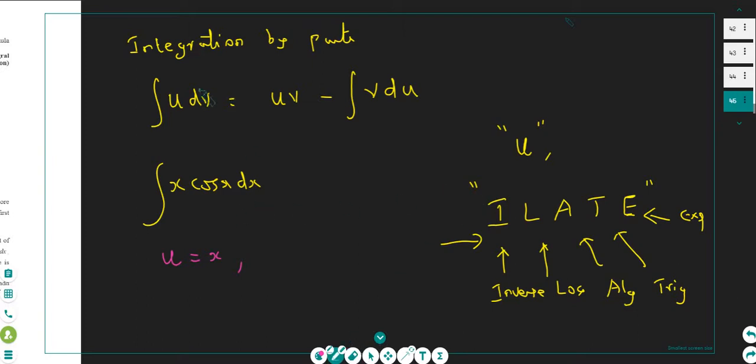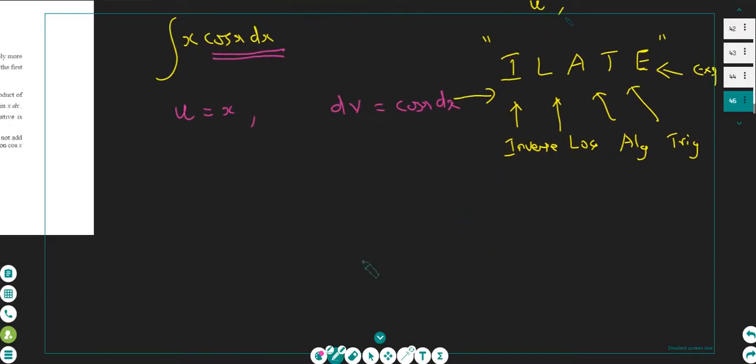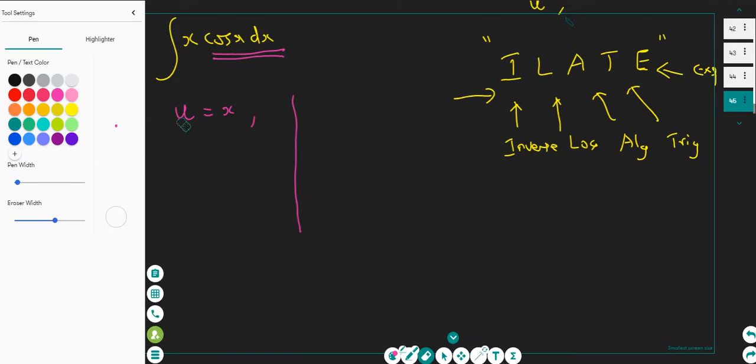Once you have chosen u, the rest of them is dv. The remaining part, including the dx, you have to consider as dv. So I'm going to consider dv equal to cos x dx. You write this down separately, and to differentiate, you can put a line also. So dv equal to cos x dx.